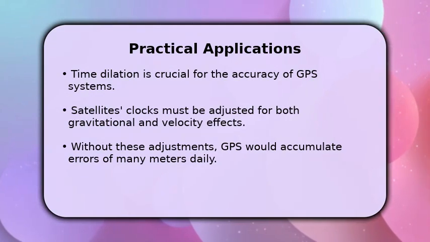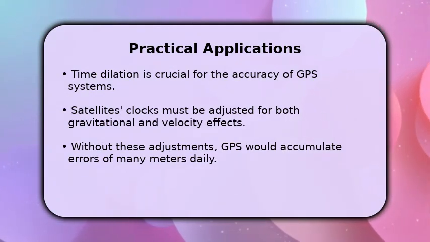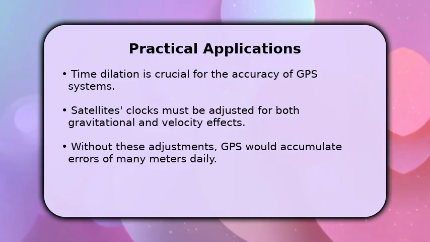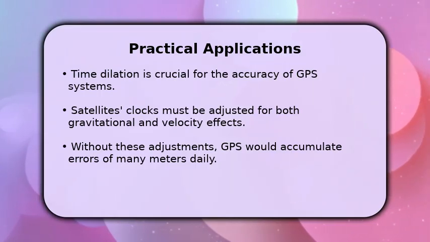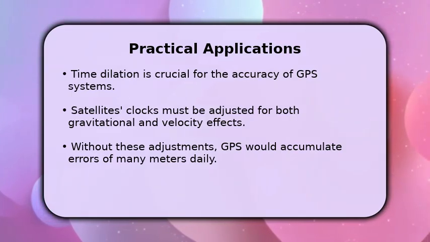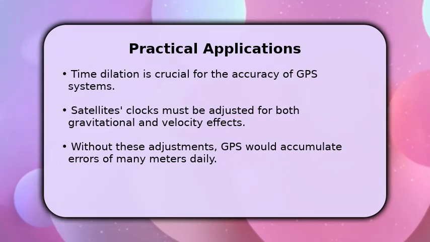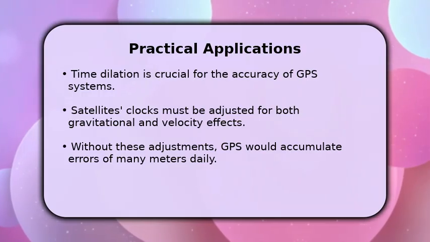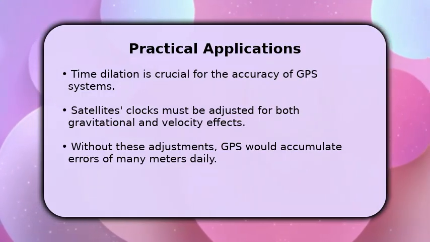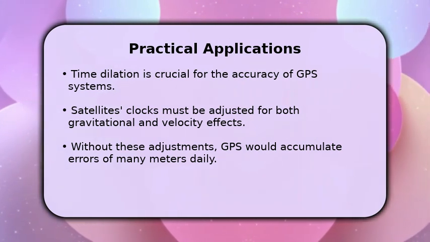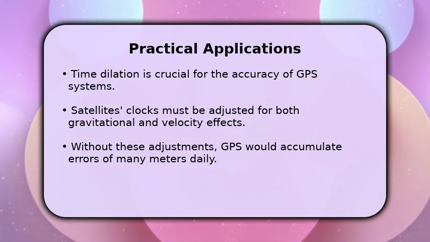Time dilation isn't just theoretical, it has vital practical applications. Global Positioning System, or GPS, satellites are a perfect example. Their atomic clocks experience both gravitational and velocity time dilation. Without precise adjustments for these effects, GPS systems would accumulate errors of approximately 10,000 meters, or over 6 miles, every single day. This real-world application highlights how fundamental time distortion is to modern technology and our understanding of the cosmos.